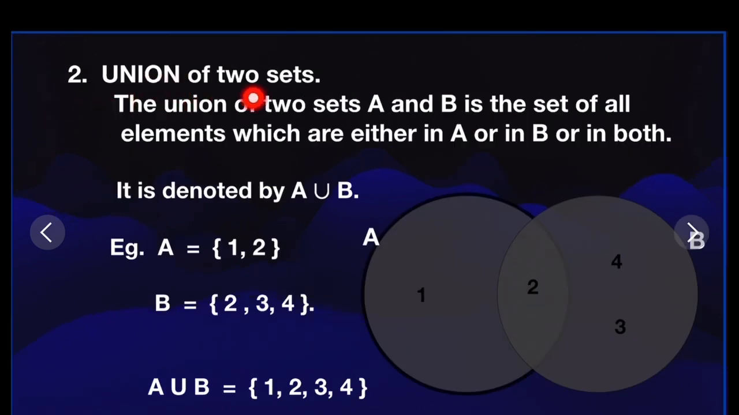Number 2 is the union of two sets. So for any two sets, the set of all elements which are either in A or in B or in both. So if there are two sets like this, and each set will have some elements, where A union B will be all the elements together, and we should not repeat any element. So that is denoted as A union B.